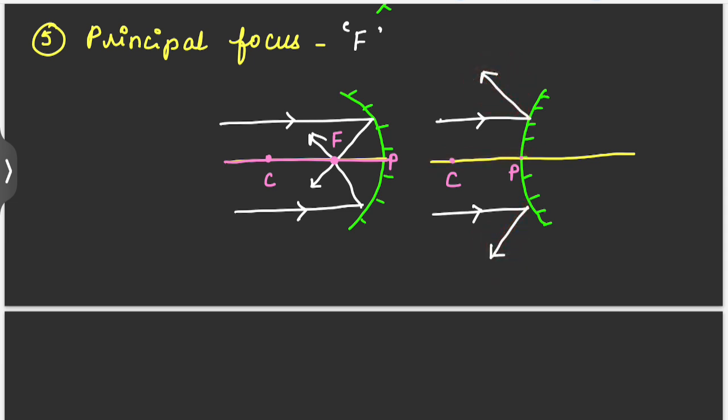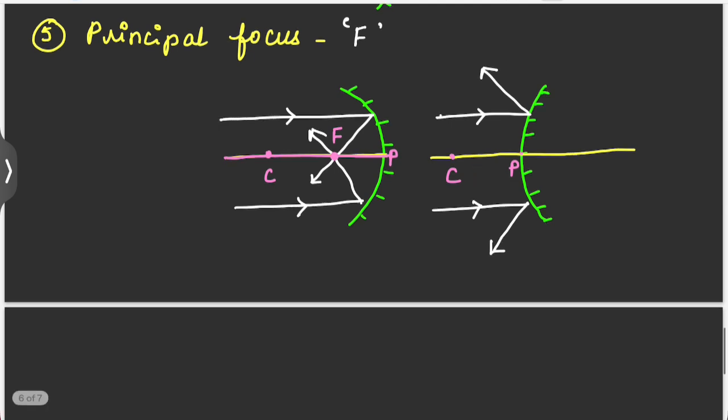So now what we have to do is extend this line. This reflected ray, we are going to extend backward like this. So extend it like this. Now they are going to meet at this point. So now this point is called the principal focus. Can you see here? We are joining this line at a point, so they are intersecting at this point. So this is called the principal focus now.